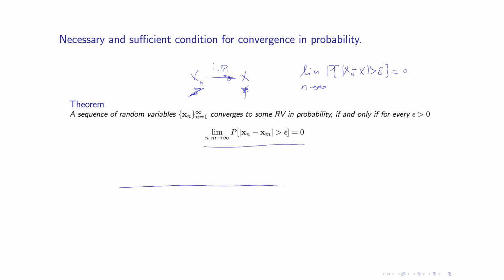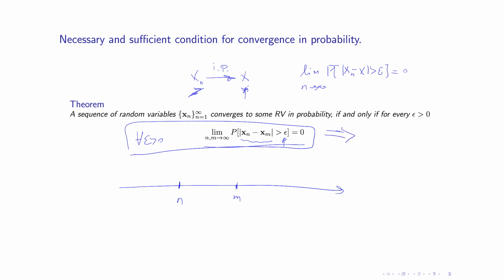In other words, let's say this is time and this is n and this is m. If you could guarantee that the probability that these two random variables are further away from each other than epsilon, and if the limit of this is equal to 0 for all positive epsilon, then this is sufficient to conclude that there exists a random variable X such that Xn converges to X in probability. And then this definition.